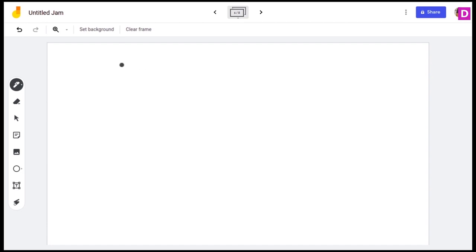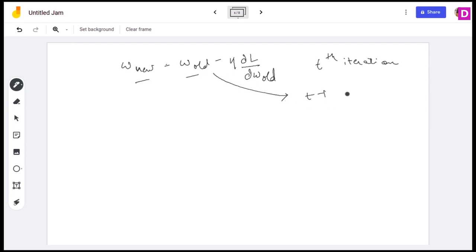So let me first change the notations. Let us just change this into something that is way more accessible. Instead of new and old, let us just write the iteration number. So tth iteration, any iteration before t is t minus 1 iteration. The old will be replaced with t minus 1 and anything before that will be t minus 2, t minus 3 and so on.